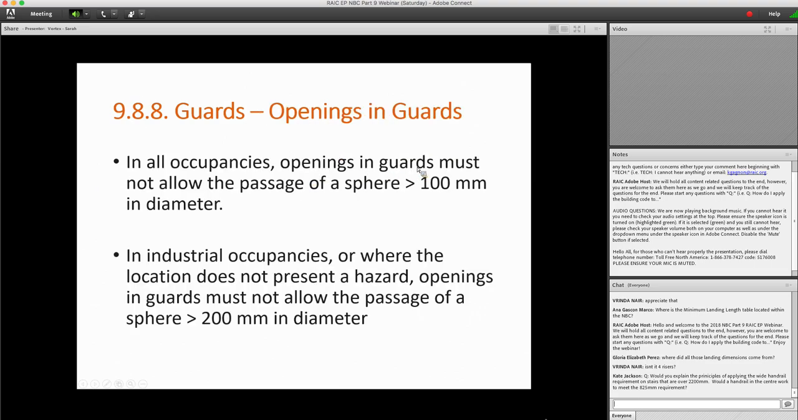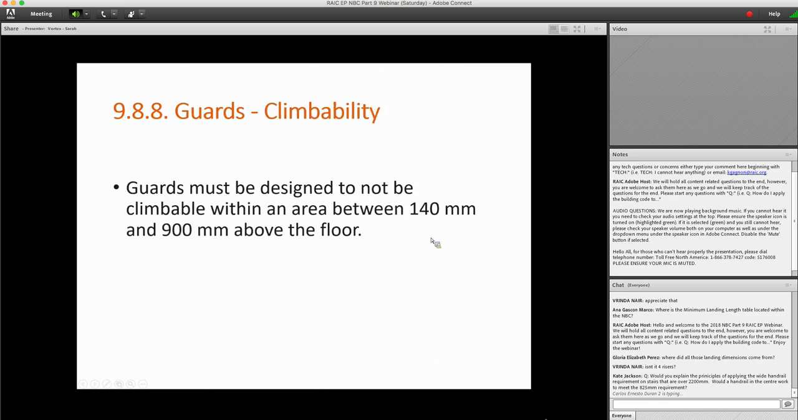Where there are openings in guards, they must not allow the passage of a sphere greater than 100 millimeters in diameter, except for in industrial locations where this will not present a hazard, in which case they must not allow the passage of a sphere greater than 200 millimeters. So this is to prevent anyone from falling through or slipping through that guard.